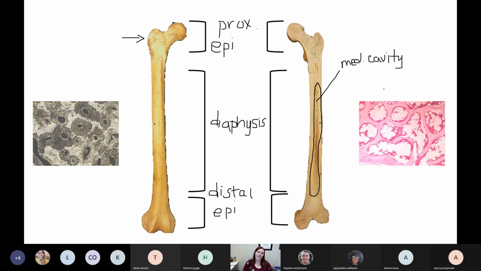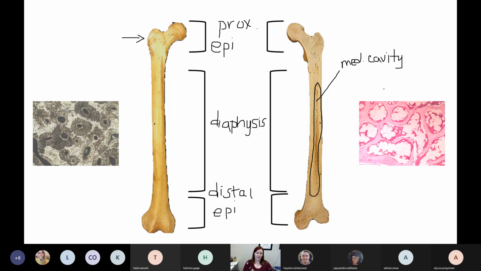The medullary cavity is the part of your long bone where you store bone marrow. So if we were seeing this model in 3D in real life, you'd actually see an open space in the middle of the bone where that bone marrow is present. So the medullary cavity is in the middle of the bone.